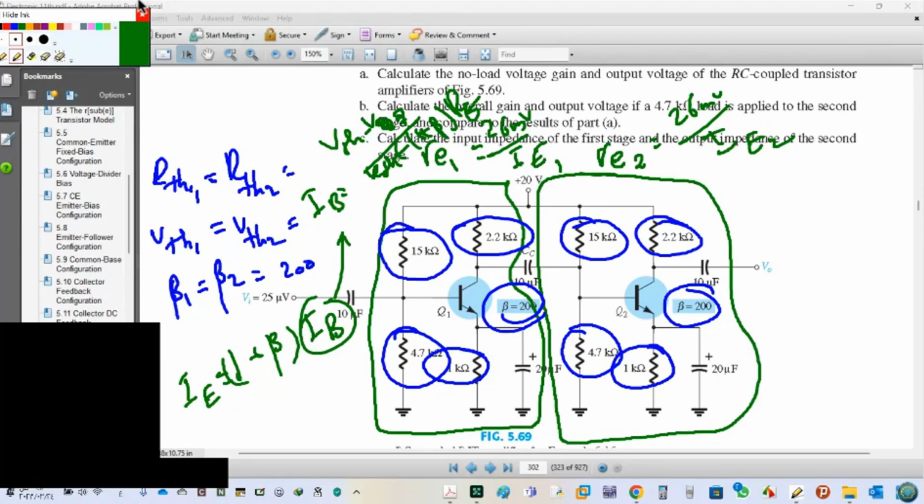I gave you AV no load before, based on the configuration. If you remember, it was minus RC over RE. So you have to calculate for each one. Now let's go to this example.